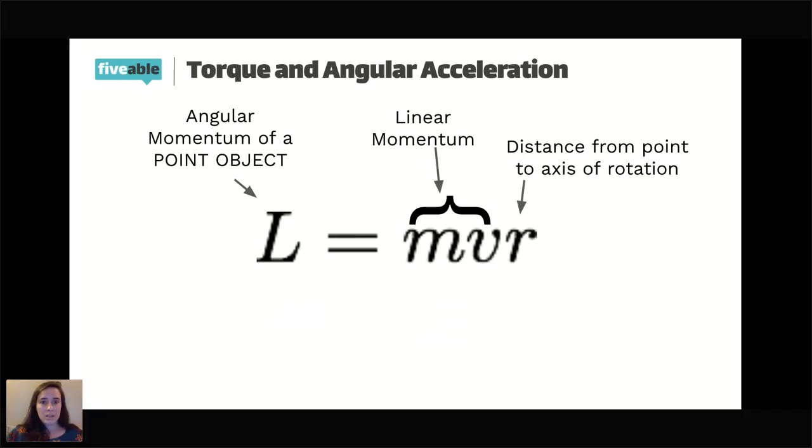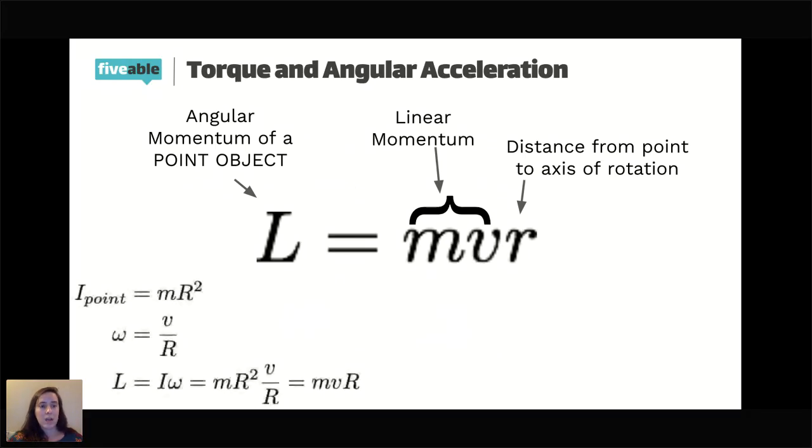Now, if you can't remember this, that's okay, because you can derive it from L equals I omega. The moment of inertia of a point is mr squared, where r is the distance from the point to the axis of rotation. Omega is the linear velocity over r. So from L equals I omega, we get mr squared times v over r, which simplifies to mvr. So if you can't remember the angular momentum of a point, you can derive it from all your other equations as well.